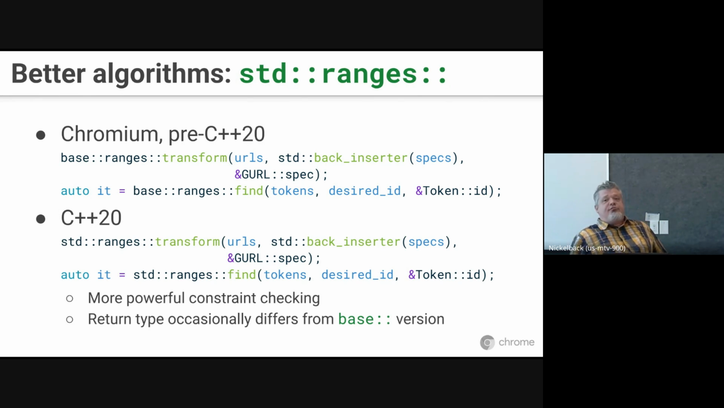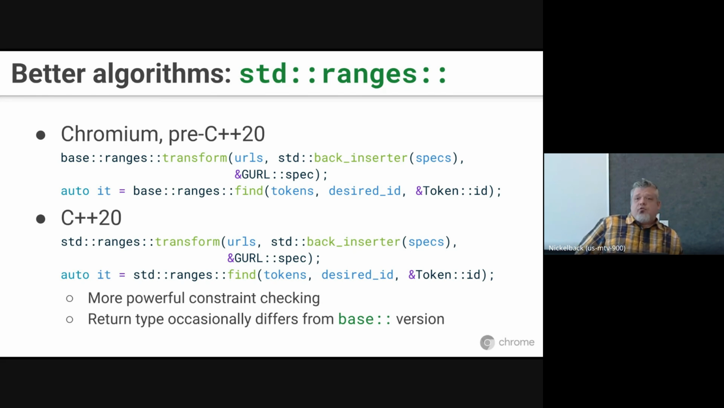I'm using that in the find call here, where that third argument, that address of token ID, is saying, hey, take your input, which is a container of tokens, project it through the member ID, which means convert each token to its ID. Then find the desired ID on the projected values. At first glance, this probably sounds kind of convoluted and confusing, but this is actually a lot easier once you get used to it than using lambdas just to unwrap parts of your input. So this is super nice.